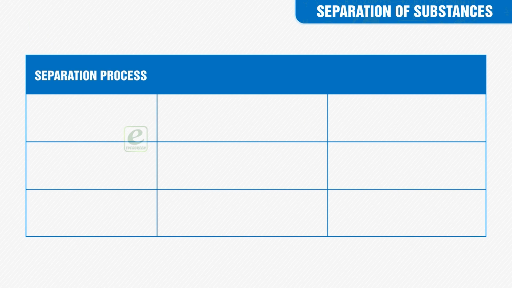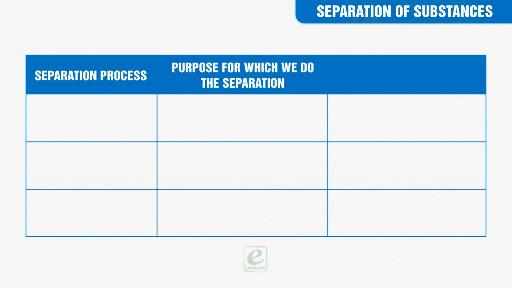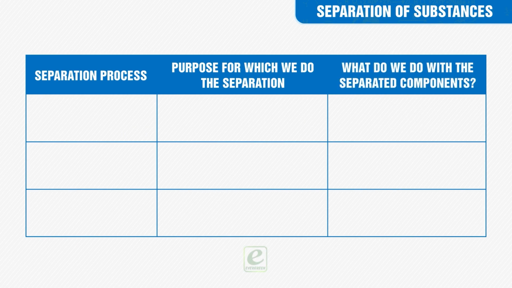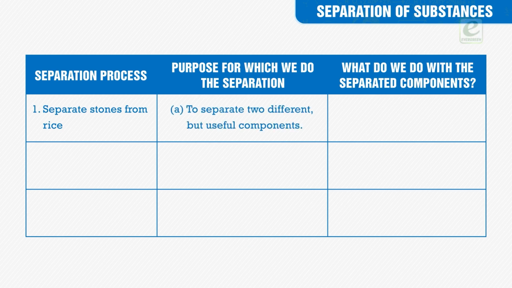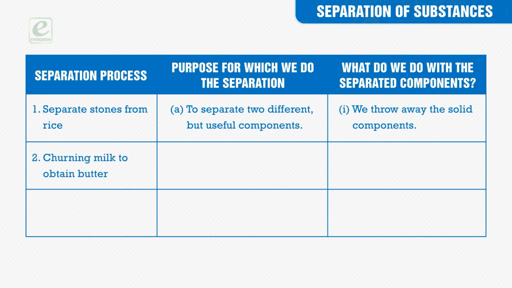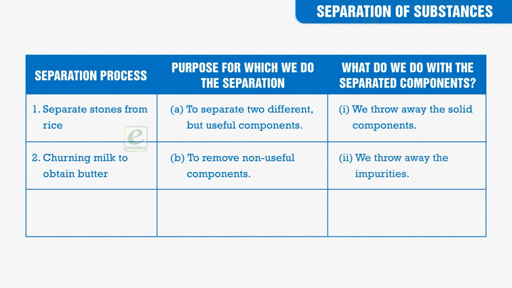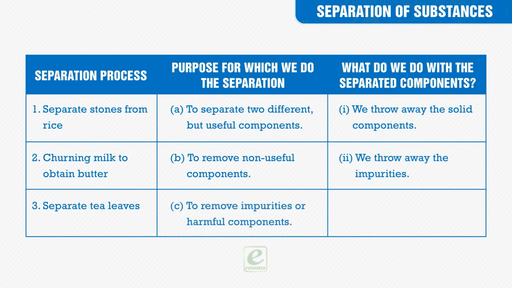Separation process. Purpose for which we do the separation. What do we do with the separated components? Separate stones from rice. To separate two different but useful components, we throw away the solid components. Churning milk to obtain butter. To remove non-useful components, we throw away the impurities. Separate tea leaves. To remove impurities or harmful components, we use both the components.